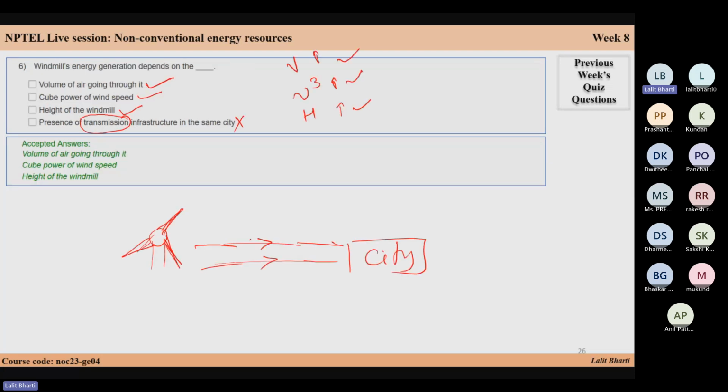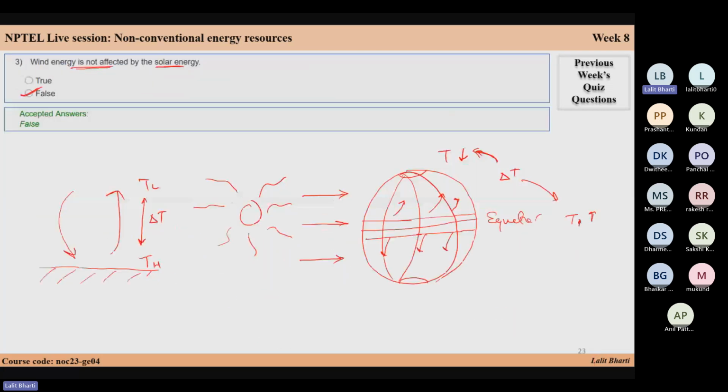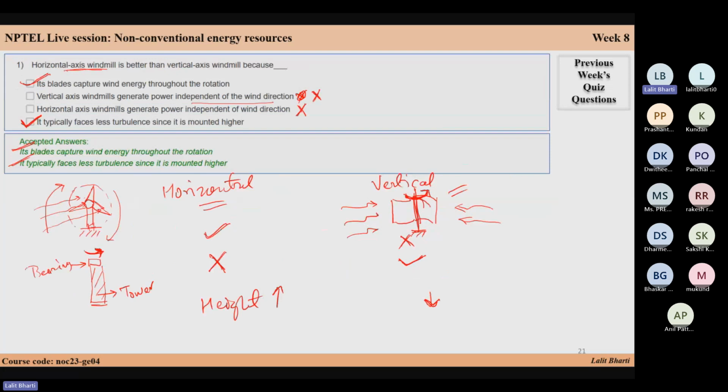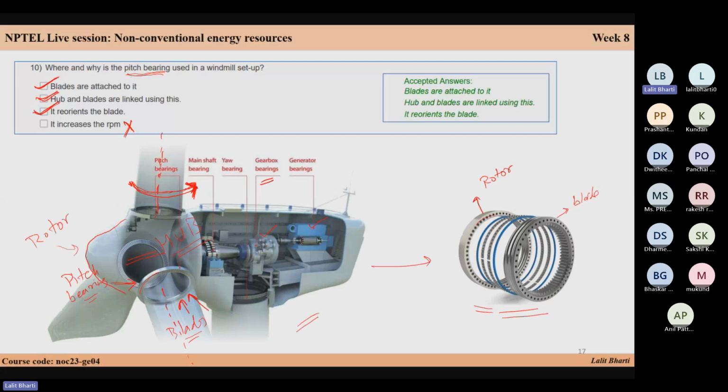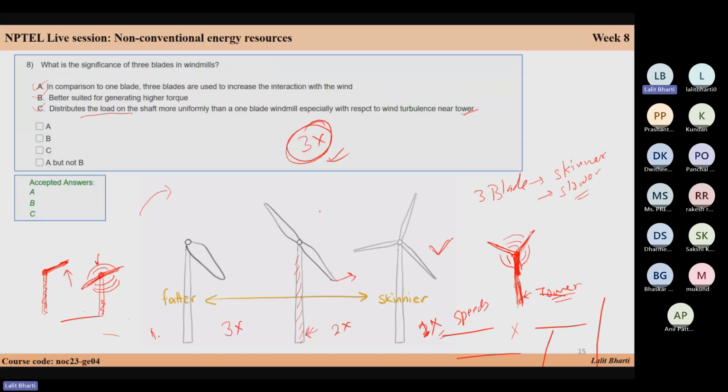Okay, so I guess these 7 questions are done. I will just repeat the questions which were required from 1 to 6, right? Or 1 to 4.